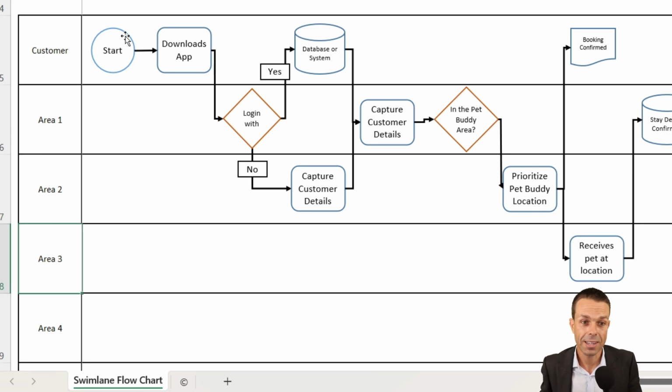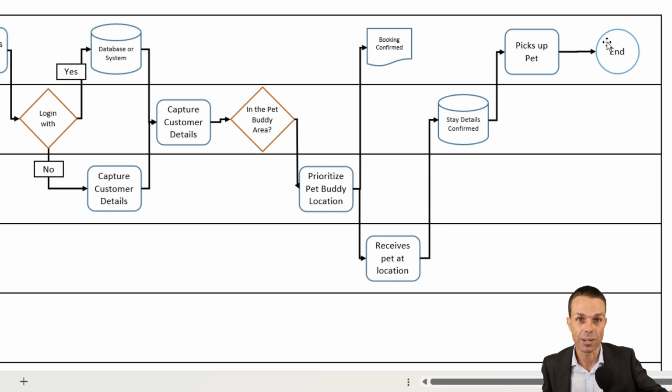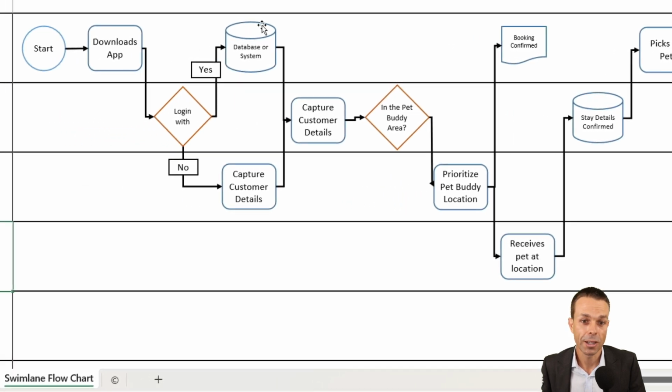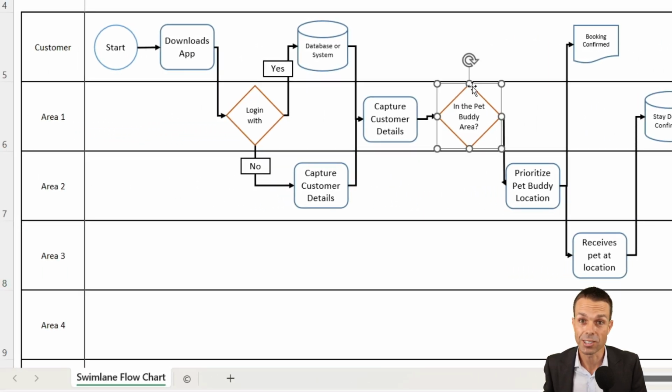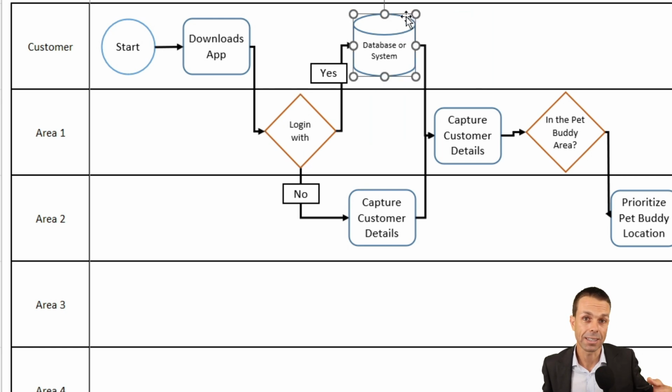But our customer starts here and they might download the app, go through that process, and ultimately have their stay and maybe leave a review and finish their process once they pick up their pet at the end. With a swimlane flowchart, you've got lots of different icons. For example, a decision point is a diamond, and you might have yes or no, or this way or that way. So it could go in a few different directions. For example, over here, we've got different logins or social logins. And then we've also got databases and systems.